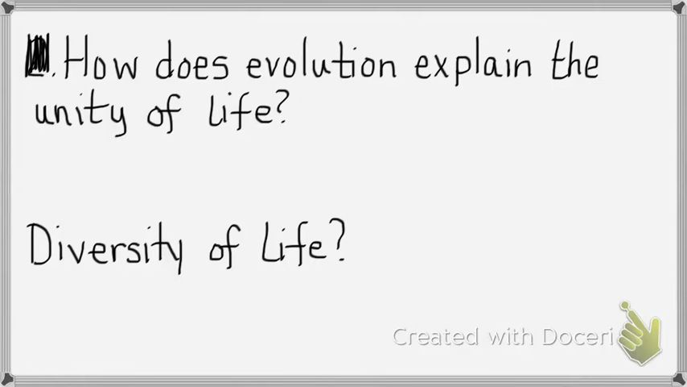How does evolution explain the unity of life? Like, why is it all cells have DNA and that DNA A goes with T and C goes with G? And why is it that all cells have messenger RNA that's made from DNA? And why is it common ancestry? Good.